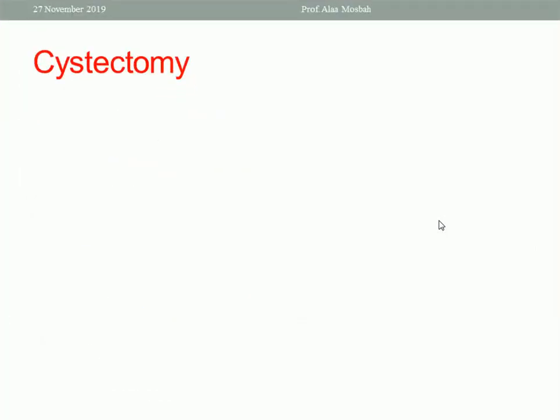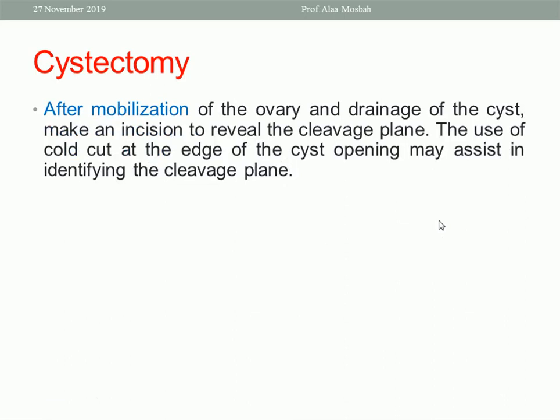What about cystectomy? After mobilization of the ovary and the drainage of the cyst, make an incision to reveal the cleavage plane. The use of cold cut at the edge of the cyst opening may assist in identifying the cleavage plane. So, when you are doing incision, don't do it by cautery. Do it by cold cut. So, the plane of cleavage will be clear. And this is an important point.